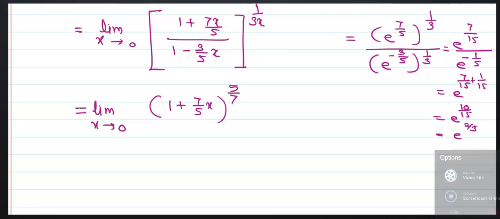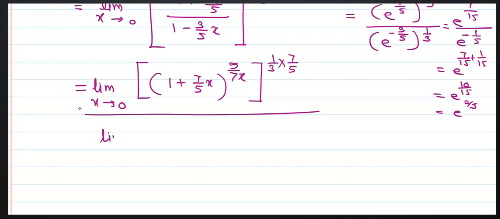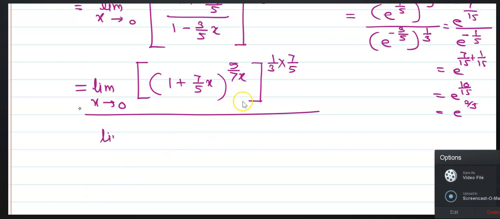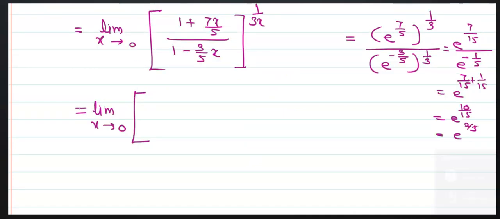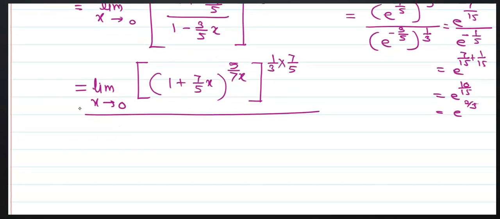Now see this here, limit x tends to 0, (1 plus 7x upon 5) bracket to the power 5 upon 7x. Now we are adjusting here that is 7 by 5, and originally we have 1 upon 3. Now once again, see this here. Listen.